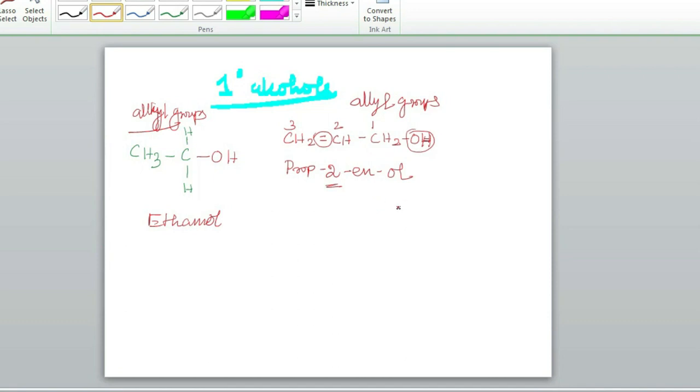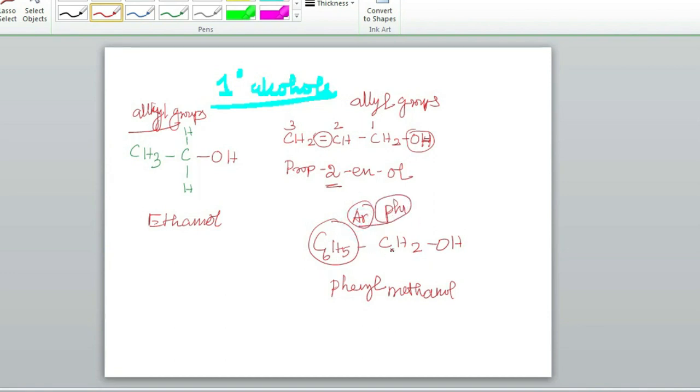Another one is the benzyl group. The benzyl group is C6H5 CH2OH. The common name is phenyl methanol. Commonly we call it aryl, aromatic, or phenyl group, Ph. C6H5 means a benzene group, and we generally call it phenyl or aryl groups. Methanol means only one carbon, meth, at the first position.